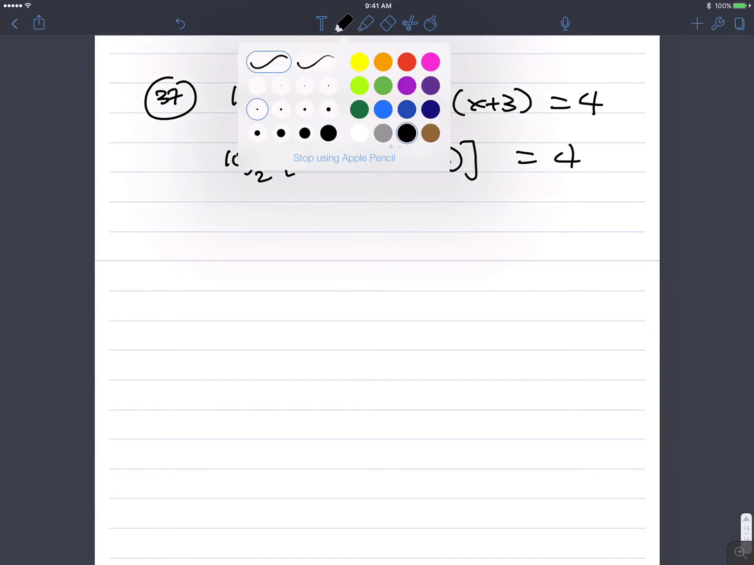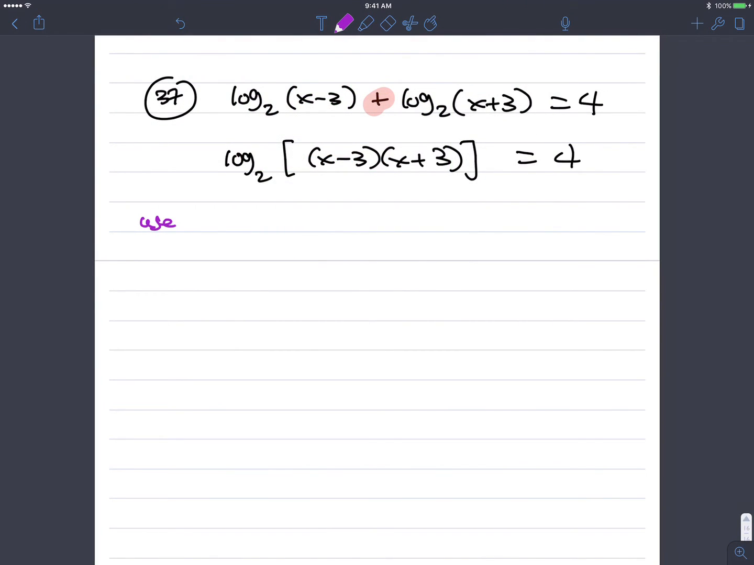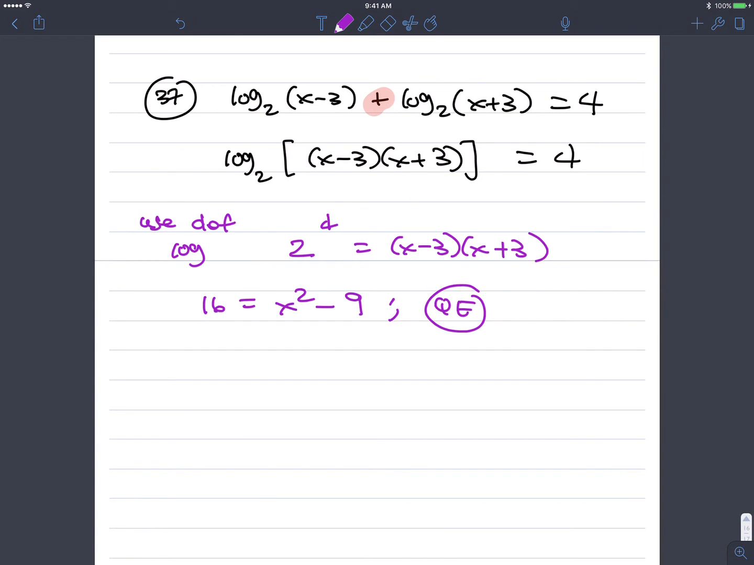Okay. Now, I'm going to use the definition of log. 2 to the 4 becomes x minus 3 times x plus 3. Now 2 to the 4 is 16. 16 equals x squared minus 9. We get a quadratic equation. Now add your 9 to both sides, or translate. I get 25 is x squared, or x squared is 25.